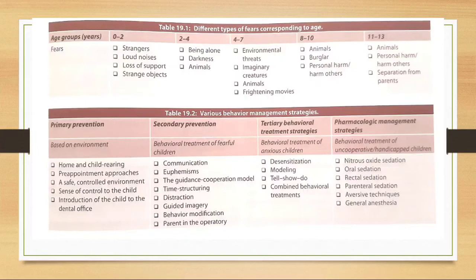And various behavior management strategies. We can do primary, secondary, tertiary, and pharmacological management. In primary, we have a safe, controlled environment, sense of control to the child, pre-appointment approaches. In secondary, that is behavior treatment, communication, behavior modification, parent in the operatory, distractions. In the tertiary level, we have desensitization, modeling, tell-show-do technique. And in pharmacological, we have many techniques: nitrous oxide, oral sedation, rectal sedation, parenteral, aversive technique, and GA.